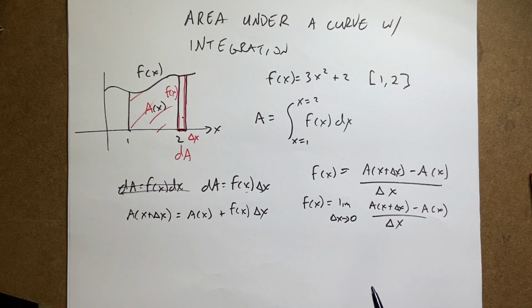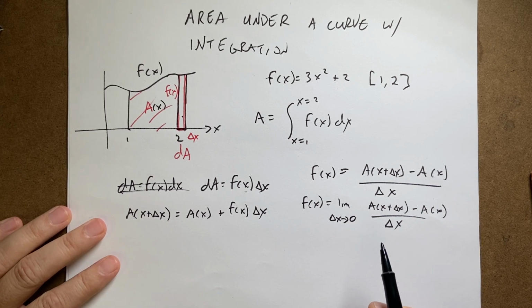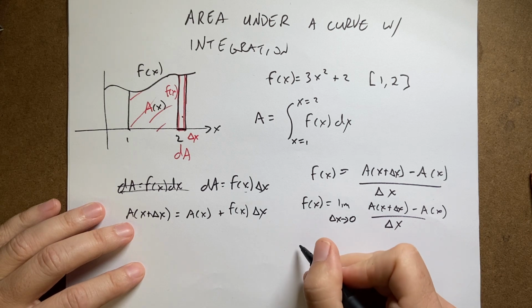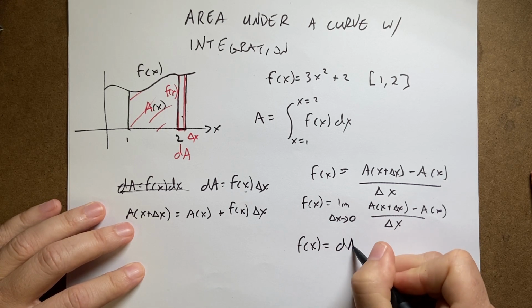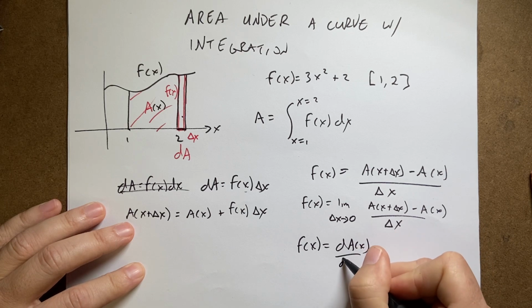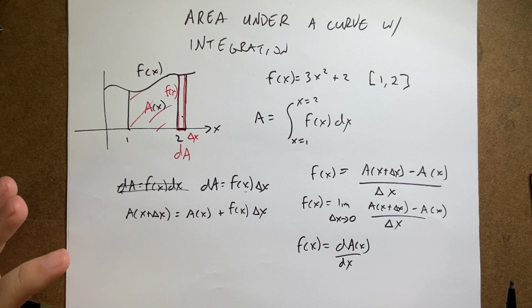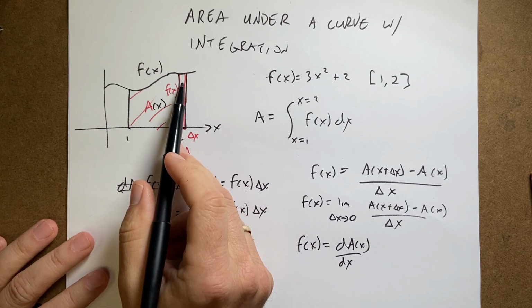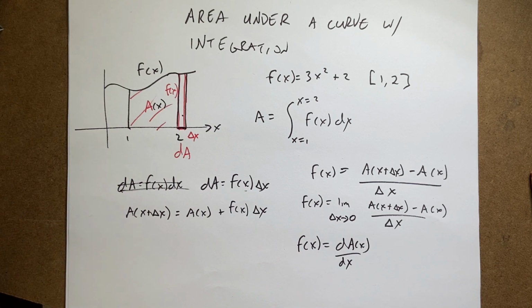That might look familiar. And this is really crazy if you think about it. It kind of blows my mind. That's the definition of a derivative. So this says f of x is equal to the derivative of A of x with respect to x. Because that's what that is. So this says that the change in area is equal to the function itself. The rate of change of area is equal to the function. And that's, like, wow.